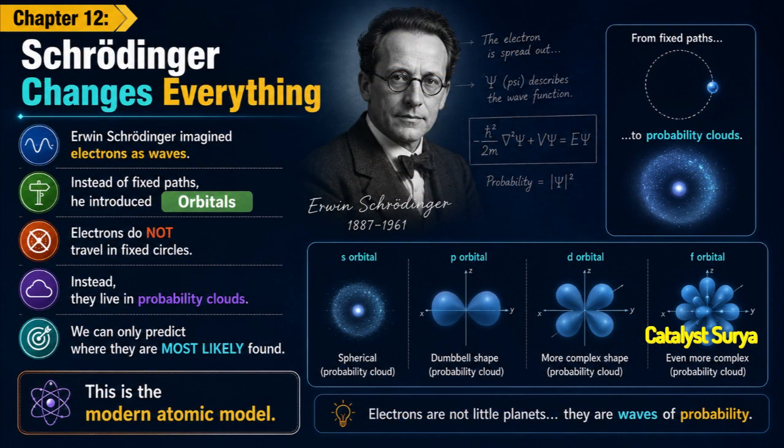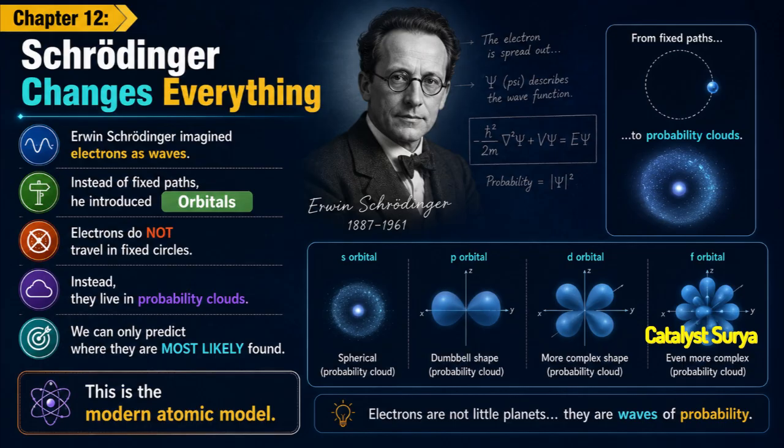Then Erwin Schrödinger introduced a completely new way of thinking. Instead of imagining electrons moving in fixed paths, he treated them as waves. He introduced the idea of orbitals. Orbitals are regions where an electron is most likely to be found. Electrons do not move like planets around the sun. Instead, they exist as probability clouds surrounding the nucleus. This became the modern quantum mechanical model of the atom.